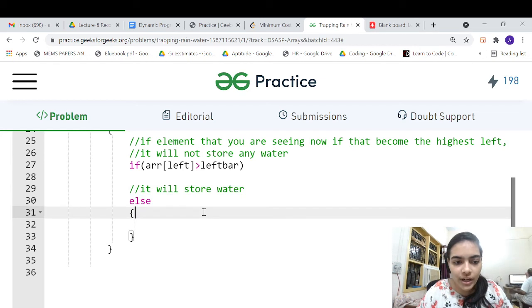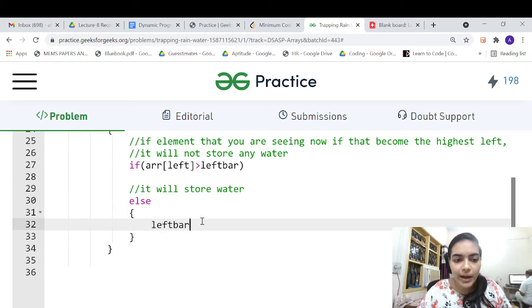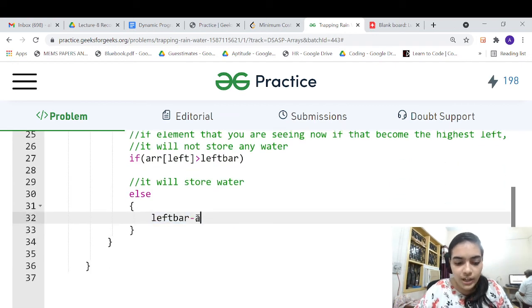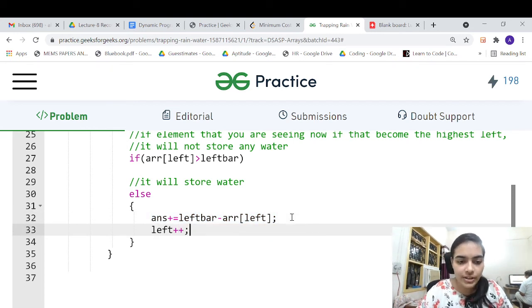So how much water will it store? You can simply take left bar, because left bar is the limiting condition, right? We have already given the condition. We are inside this if statement, so left is the limiting. So left minus array of I, right? Array of left. So this will be your answer. You can just add it to your answer variable. As simple as that. And you can also shift your left, because left is going to be the limiting.